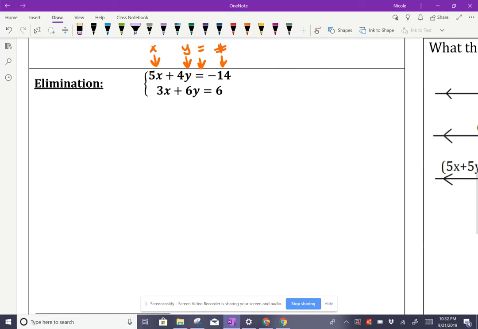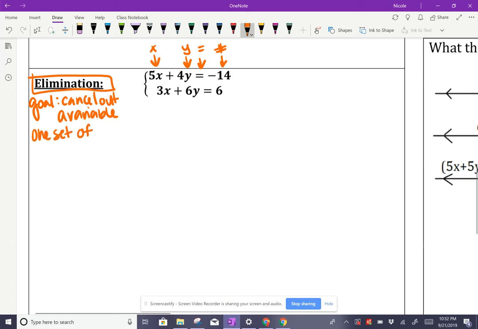The process of elimination, I mean, think about that word. Elimination means to get rid of. Our goal is to cancel out a variable. And in order to cancel out a variable, we need to have two things occur. One variable, one set of variables. For example, x's need to have opposite signs and the same number in front.